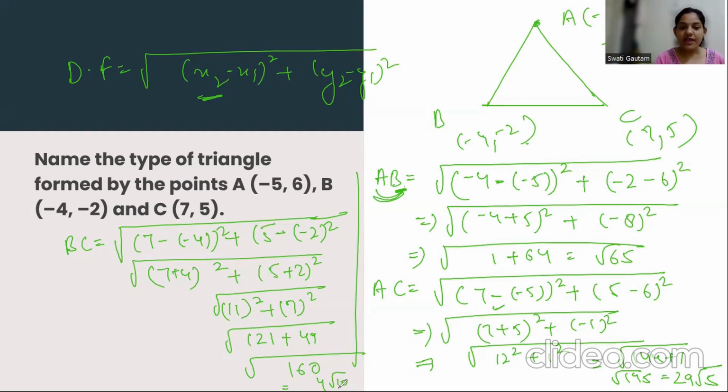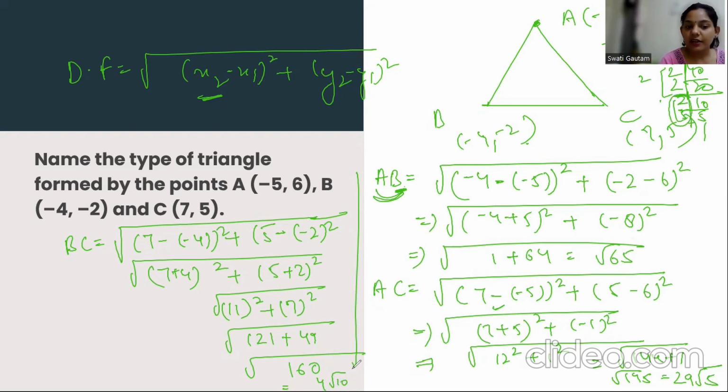AB is under root 65, AC is 2 under root 5, and BC is 4 under root 10. Like, how will you get 4 under root 10? See, 160, 2 times 80, 2 times 40, 2 times 20, and 2 times 10, and 2 times 5. So pair of 1, and then 10. So 1, 1, and 2 times 5. There is no pair of the last 2 and no pair of the last 5. So 2 and 5 are left without pair.